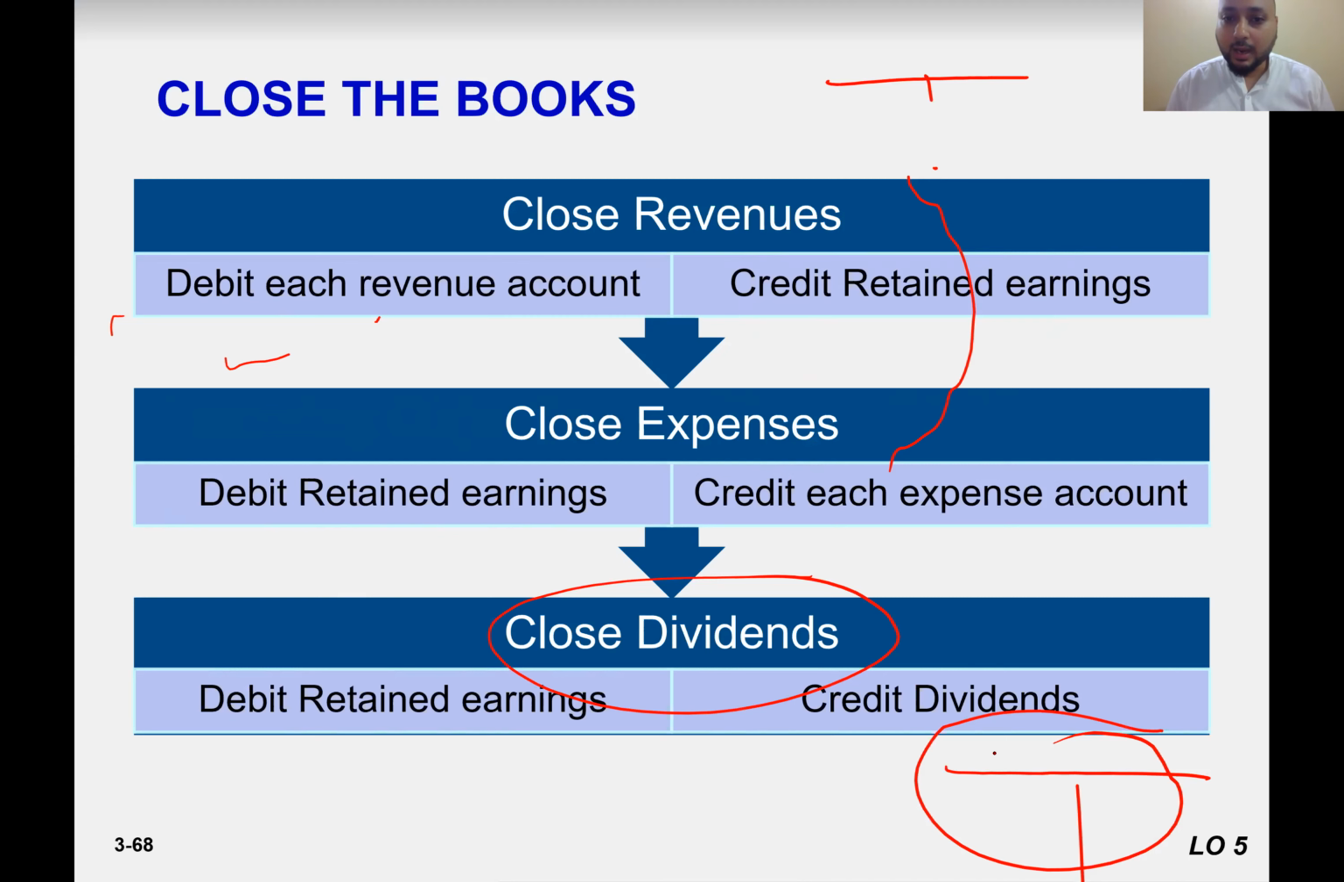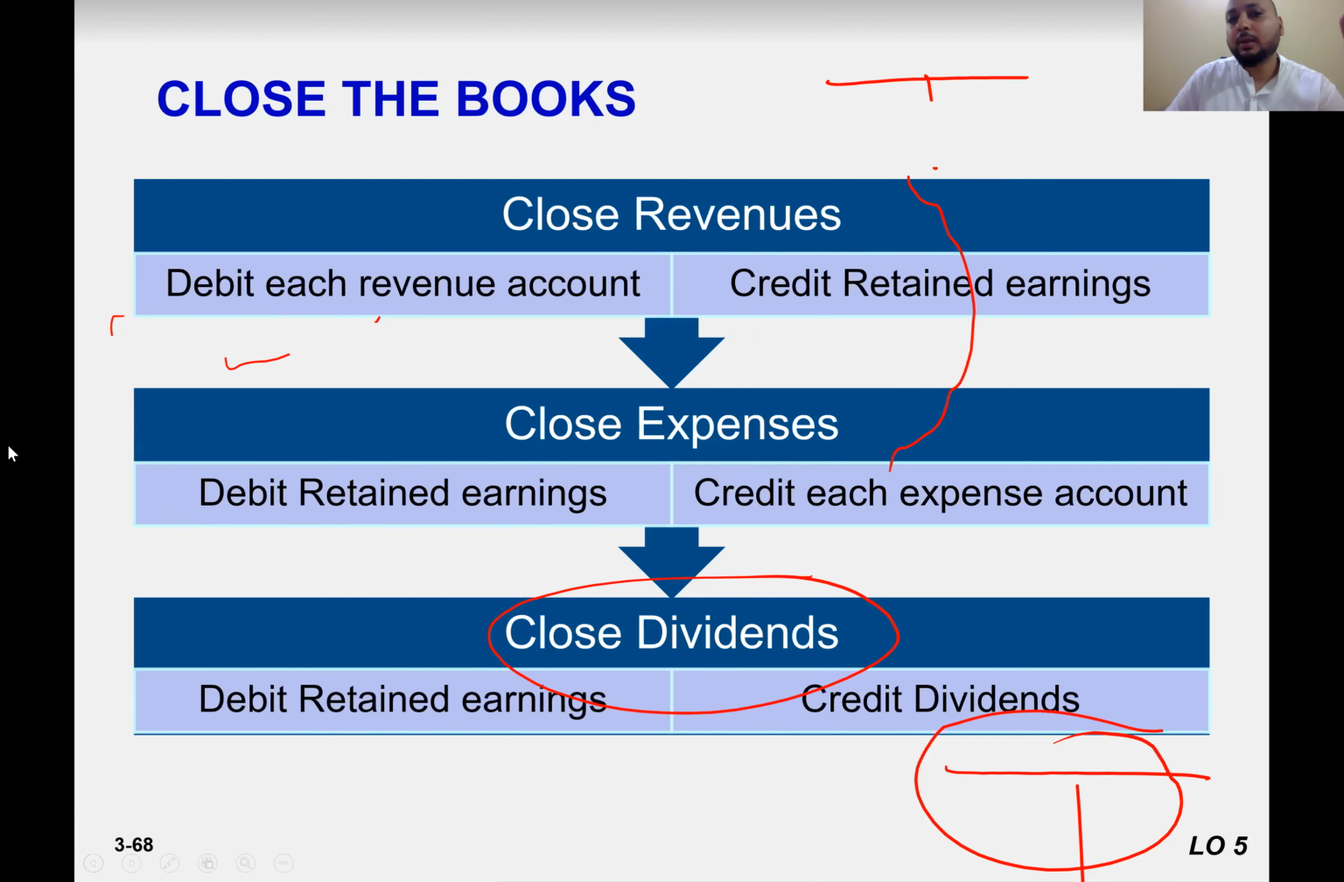So those accounts that belong to the income statement, which are revenues and expenses, and also we close the dividend as well, right? So when we close, it means if we have a debit balance, how are we going to close it? We create a credit balance. If we have a credit balance, we create a debit balance, right? So how are we going to close it? We close it with retained earnings.